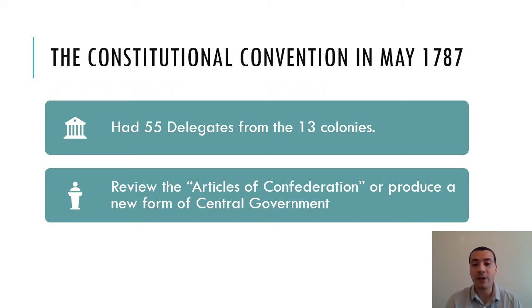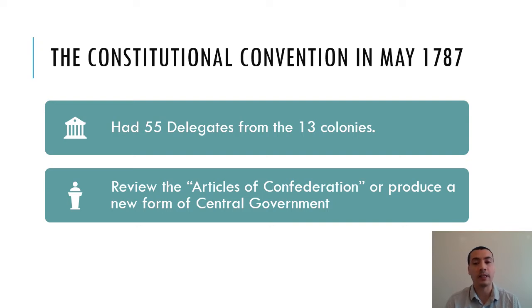Also, let's recall, scholars, that the Constitutional Convention had 55 delegates from the 13 colonies. A quick data point is that by the end, in September, only 35 delegates remained in Philadelphia. A lot of people left. And why did they leave? Because maybe they didn't agree on the decisions that were made, so they left.